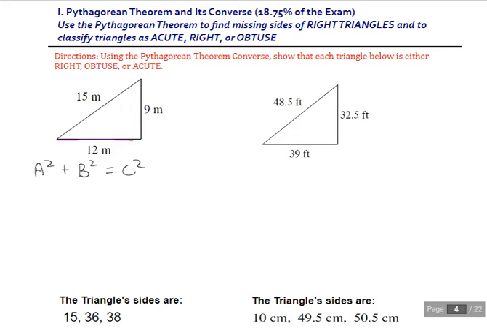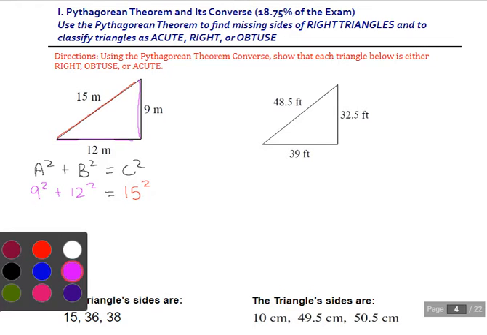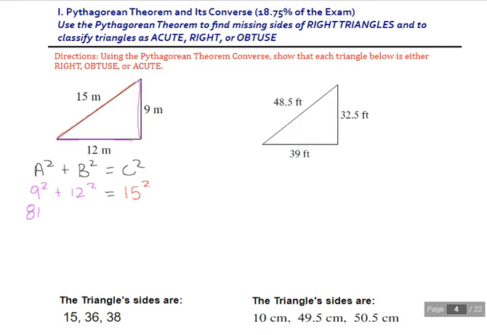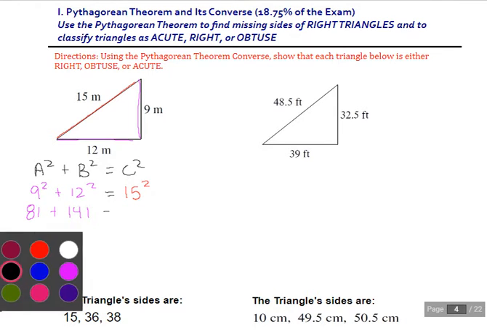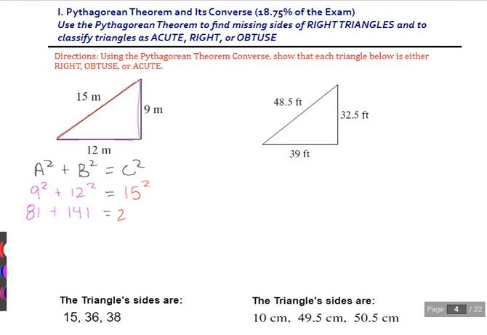So for my potential a and b, I should still use my two smallest sides. So I have 9 squared plus 12 squared. And I should compare that against my longest side, which is 15. Then 15 would be my hypotenuse. 9 squared is 81. 12 squared is 144. And I should test that against 15 squared, which is 225.